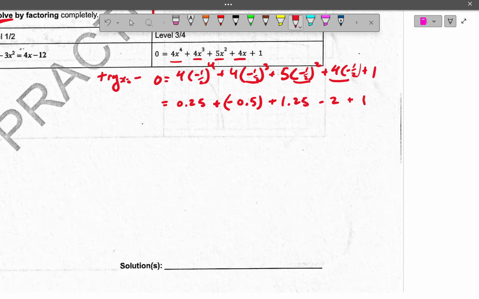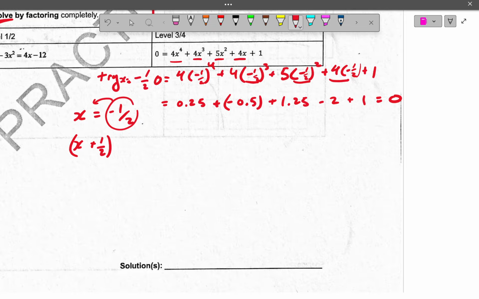So if I add all of this up, 5 plus 1 minus 2, there we go. So this works. One of our solutions is x equal to negative a half. So if x equals negative a half is one of the solutions to give us 0, we can move this back and say that x plus a half is one of my factors.